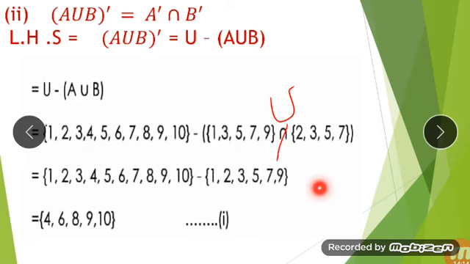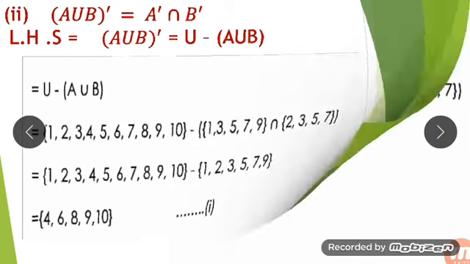Now it should be subtracted from the universal set. So 1 is subtracted, 2 3 5 7 and 9 are subtracted. What is left? Of course 4 is left, 6 8 9 and 10 are left here. Okay, let's go with the right hand side now.